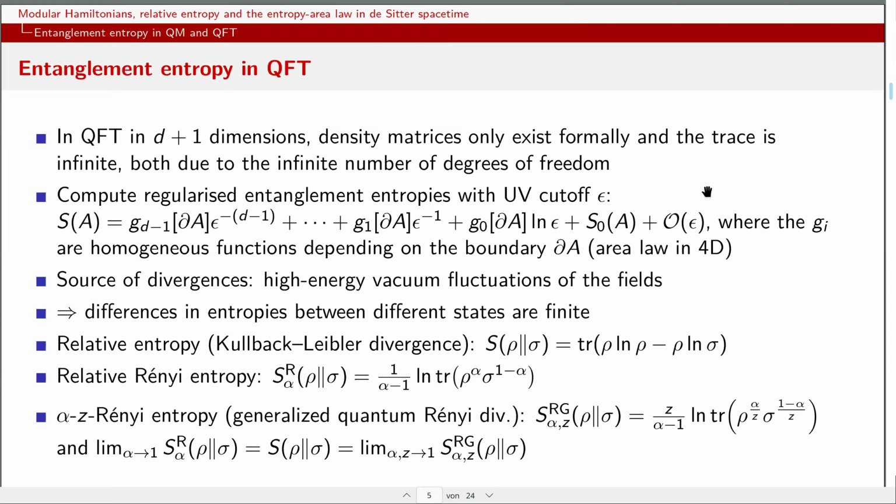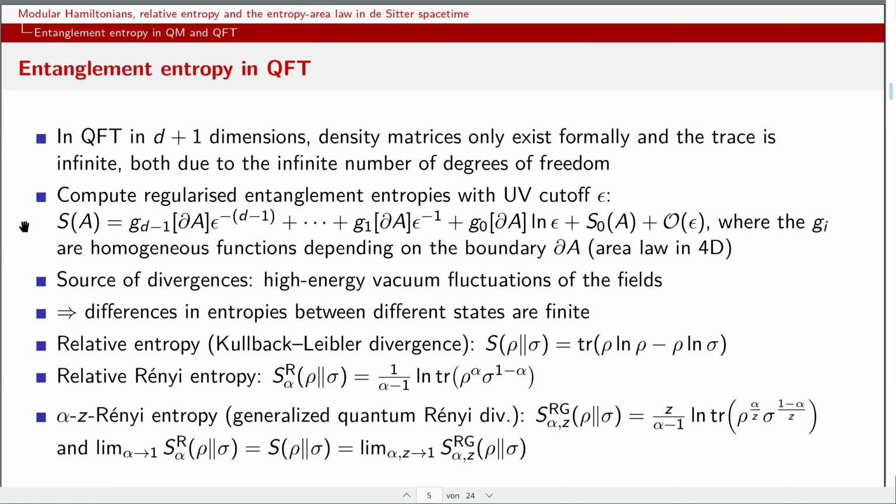And the functions that multiply these powers of epsilon are homogeneous, and they depend on the geometry of the boundary usually. So especially in 4D, the leading term is the coefficient times epsilon to the minus 2. So that gives you the area law of the entanglement entropy. It's probably well known. Is there a question? No, okay.